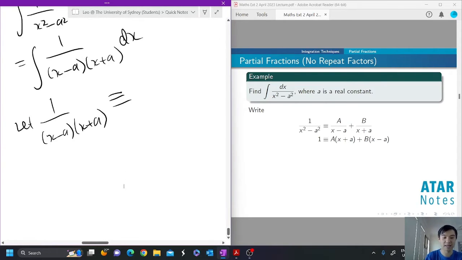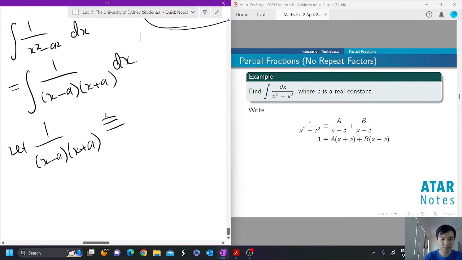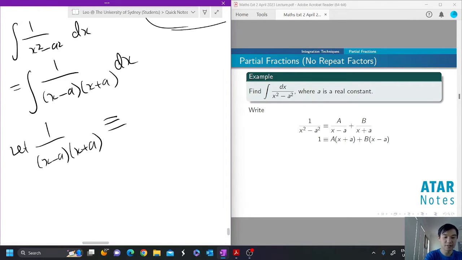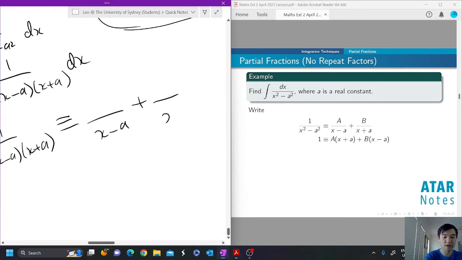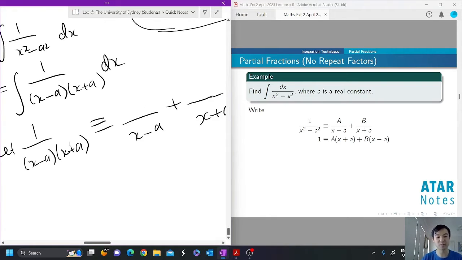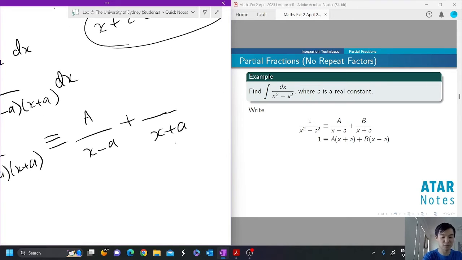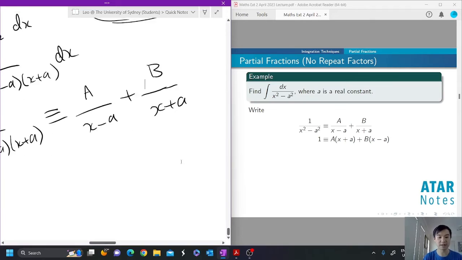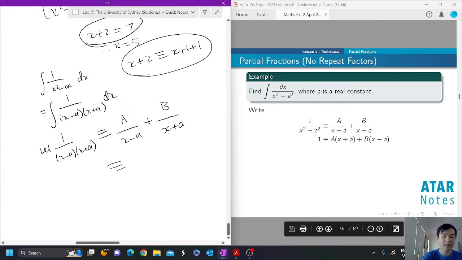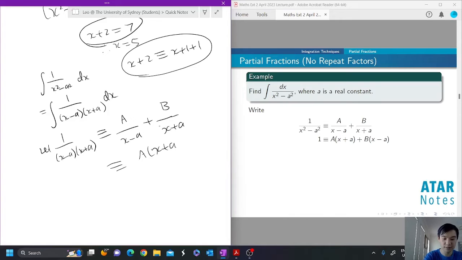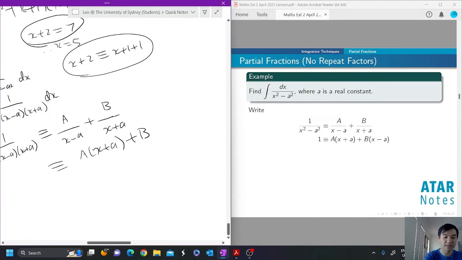So here I'm writing it in a different form. I'm going to split it as the sum of two fractions, each one with a denominator equal to one of the factors of the original denominator. Because they are linear, I'm going to have constant numerators. So just like what we did here, I can now combine this into a single fraction. When I write this as a single fraction, I will get this.